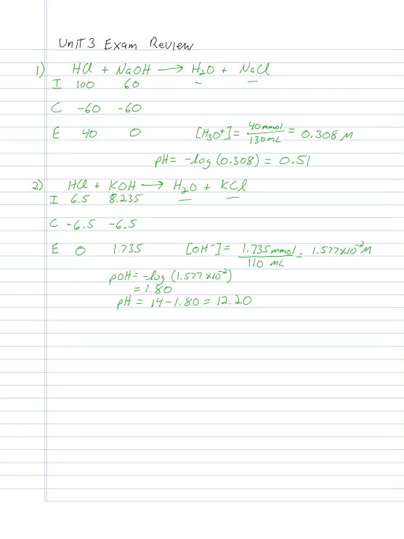Questions at all on that one? We're doing okay? Pretty much the same. The only difference is we calculated an OH concentration, then we had to do a pOH, and then a pH. We could have just as easily taken the OH concentration, found the H3O plus concentration with the Kw, and calculated the pH. We would have got the same answer.